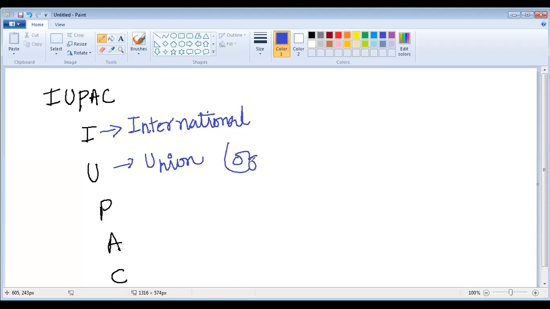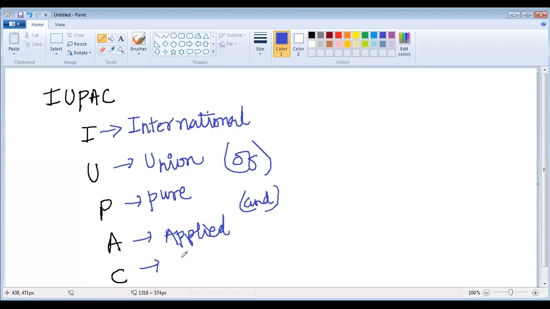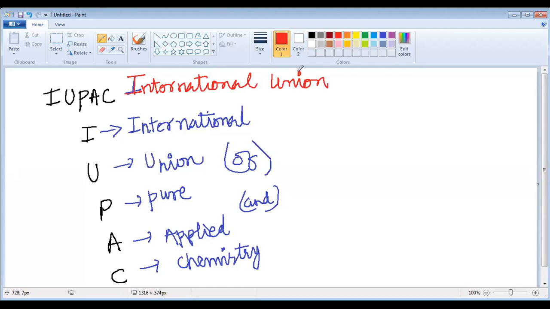Then we write of. P stands for pure. Then we write and. A stands for applied. And C stands for chemistry. So in other words, we can say that IUPAC means International Union of Pure and Applied Chemistry.